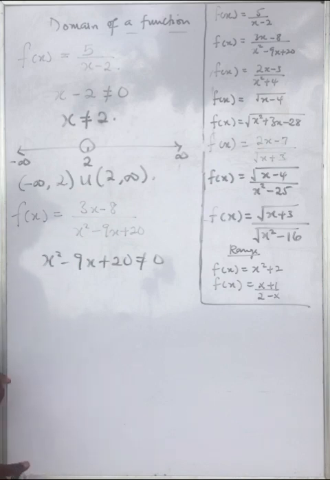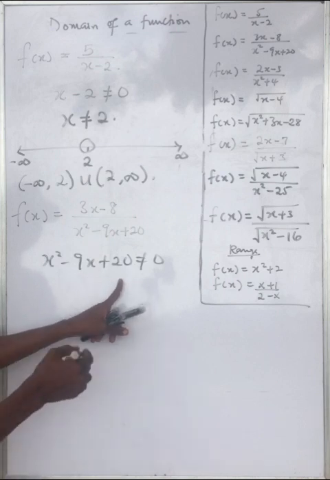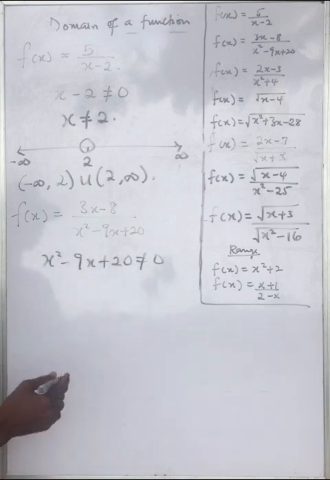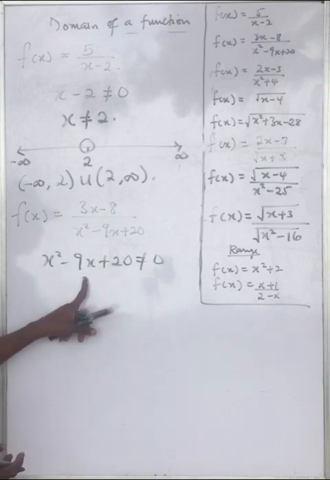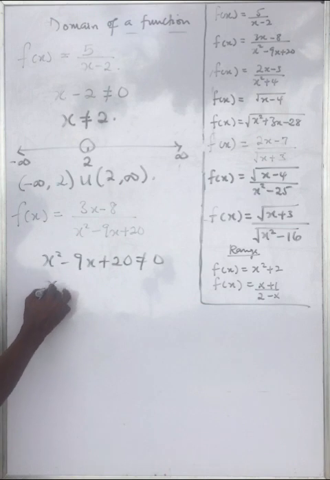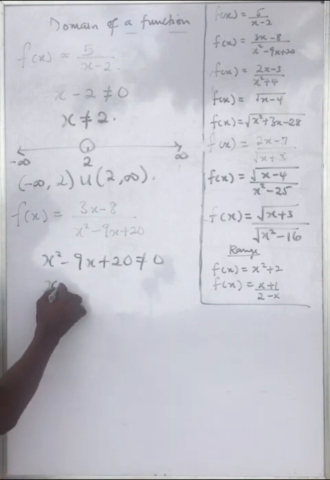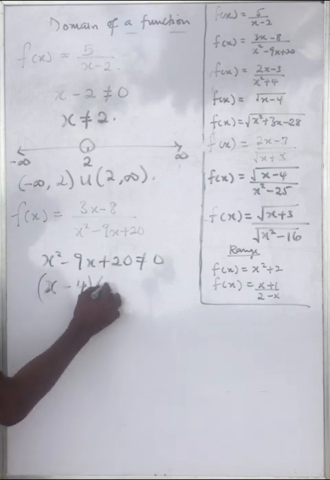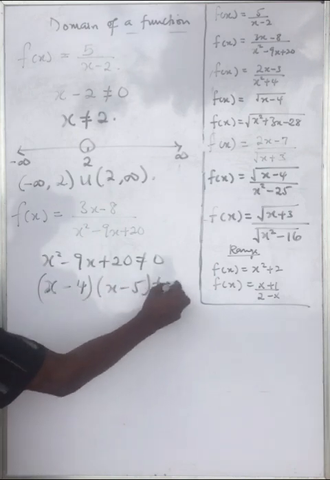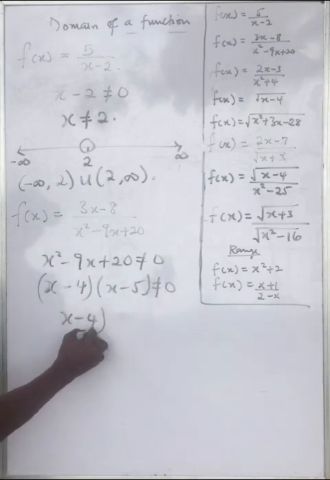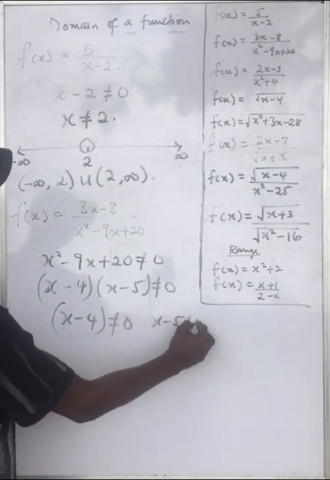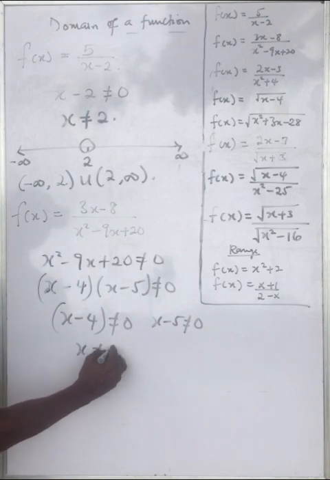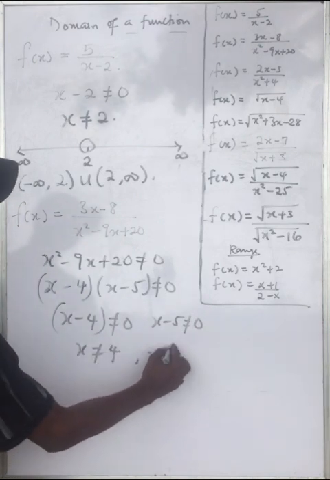By factorizing, two numbers that you add together will give you negative 9, and if you multiply them, you have positive 20. You understand now? That's 4 and 5. 4 and 5 gives you 20, but you have negative 9 here. So that means we are using minus 4 and minus 5. So x minus 4 will not give you 0, and x minus 5 will not give you 0. So x will not be 4 and x will not be 5.